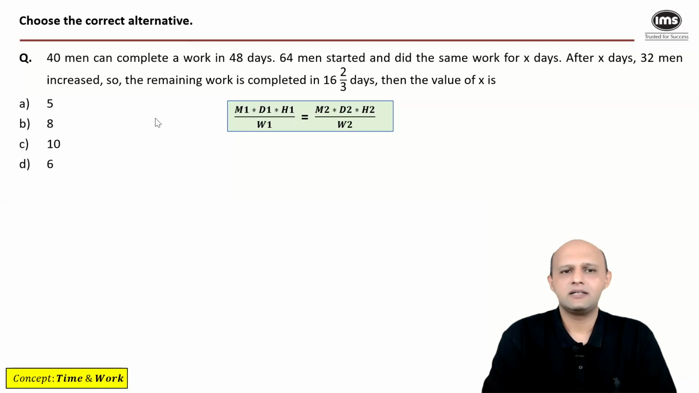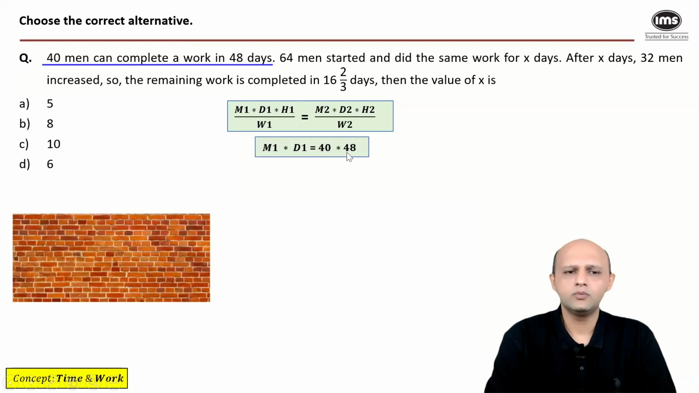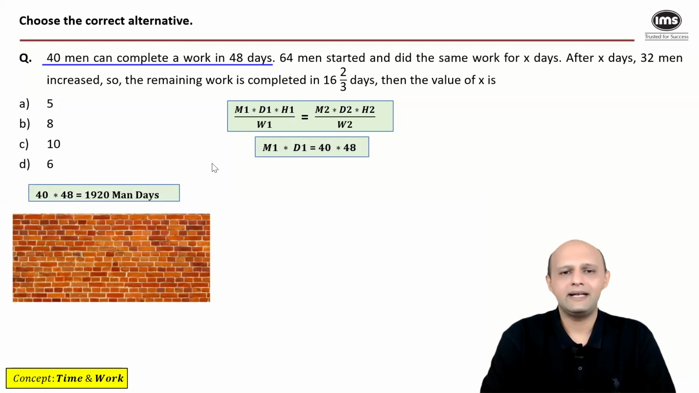Now let's understand. 40 men can complete a piece of work in 48 days. So what is the number of man days? It is going to be M1 D1, which is 40 times 48, which is equal to 1920 man days. So for example, if they are building a wall, it would take 1920 man days for them to do that. Next, it says 64 men started and did the same work for X days.